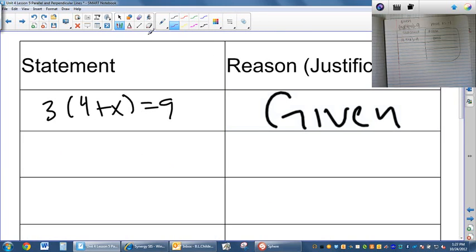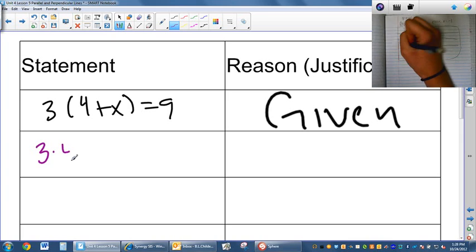Okay, so what could I write as my next statement? Kelson, you hate these? So what can I write as my next statement? If you were just given that product, what would you do? I would distribute. So you use the distributive property, right, so you get 3 times 4 plus 3 times x equals 9.